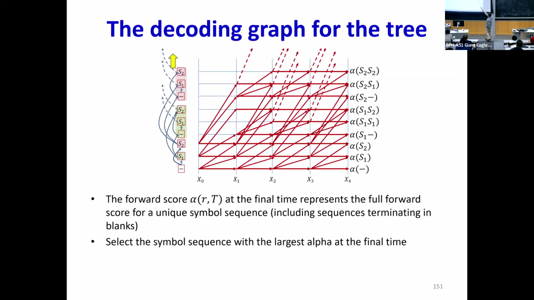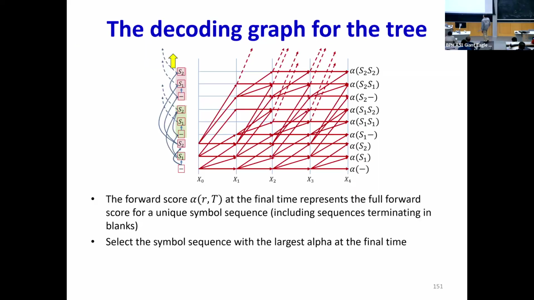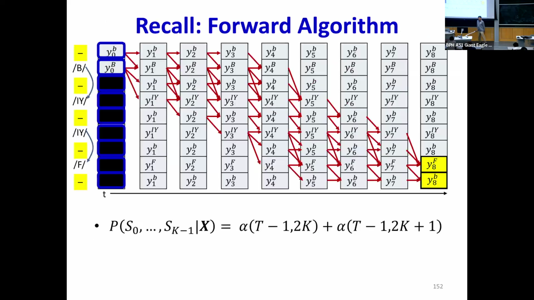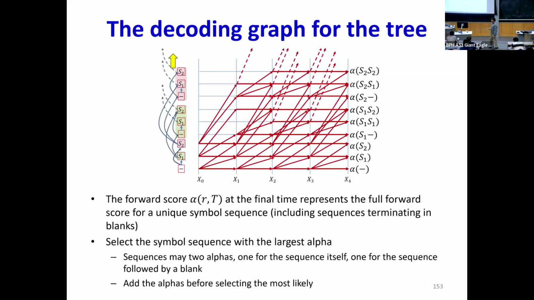So again, the forward at the final time represents the full forward probability. Select the symbol sequence with the largest alpha at any time. But we can't compute this directly. It's going to blow up, right? And of course, if I want to compute the probability of any particular symbol sequence, I have to sum two alphas. Remember, both of these are valid outputs, right? So I have to compute the sum of alpha R T and alpha R blank T. But that's beside the point. The point is I need to be able to compute the forward algorithm here, and that's very expensive.